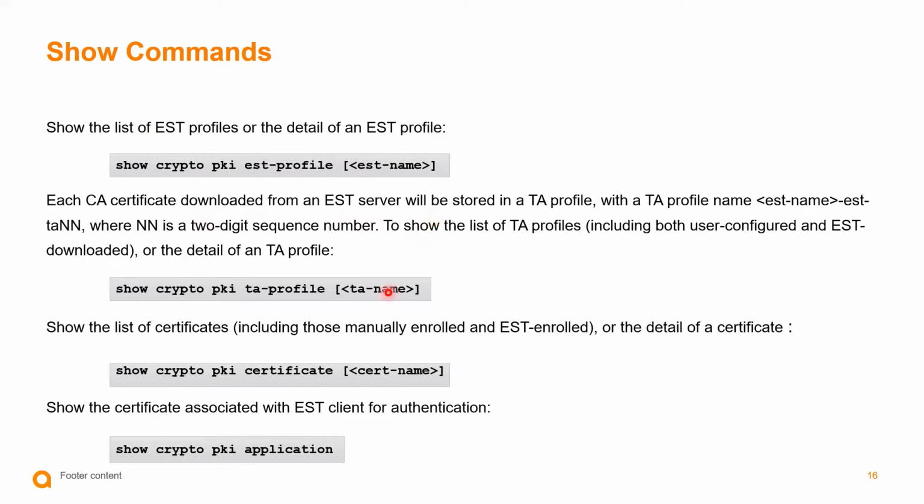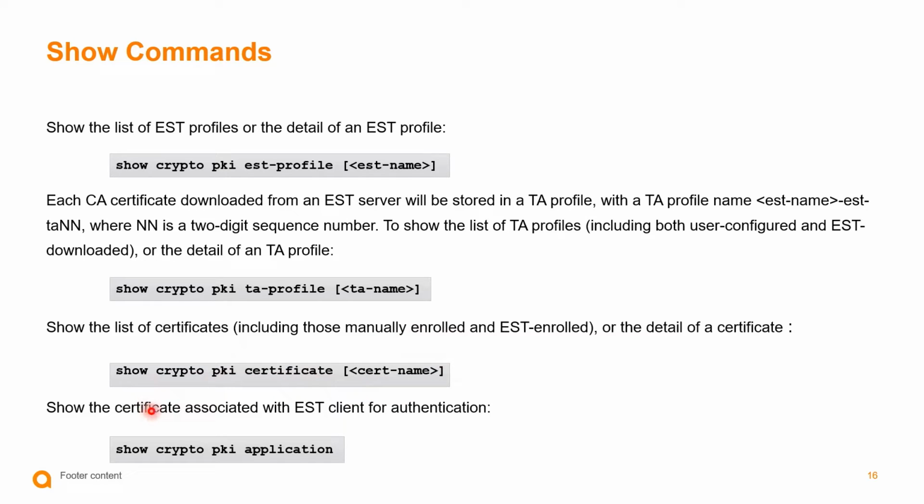EST server. To know the list of TA certificates downloaded, we can use this show command: show crypto pki ta-profile, and then the TA profile name. Once the TA profiles are downloaded, we can enroll for a certificate. And once the certificate enrollment is completed, we want to know whether the enrollment is successful or not. For that, we can use this show command: show crypto pki certificate, and the name of the certificate.